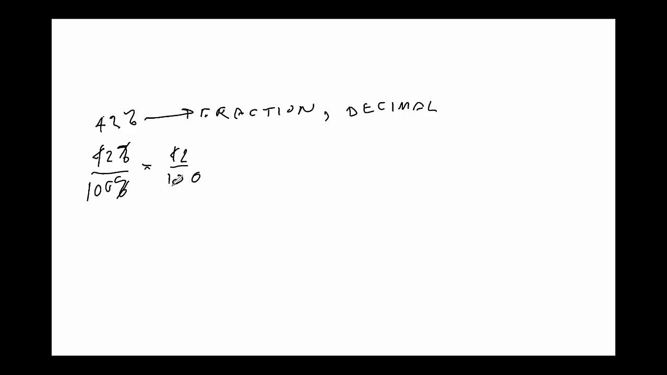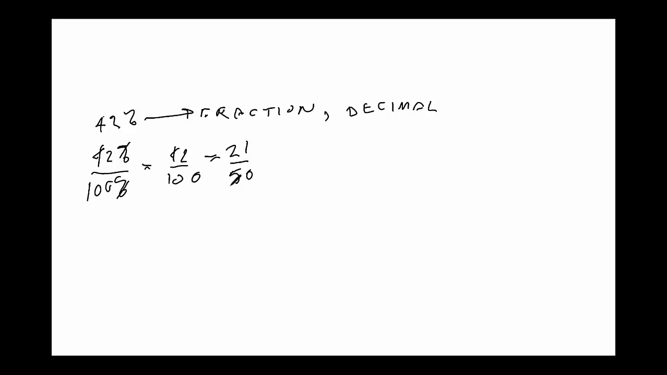Now we want to simplify this as much as we can. We can divide both 42 and 100 by 2. If we divide 42 by 2, we get 21. And if we divide 100 by 2, we get 50. And that's the simplest we can make the fraction.